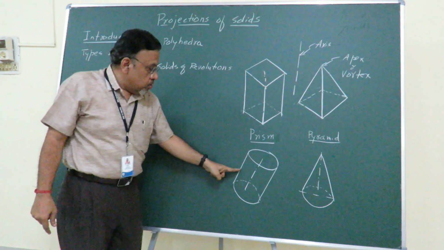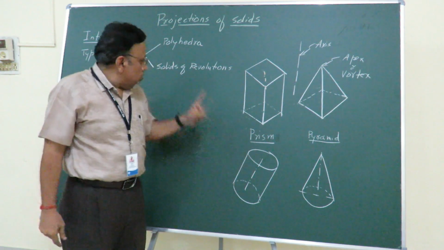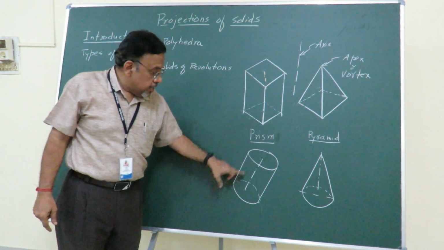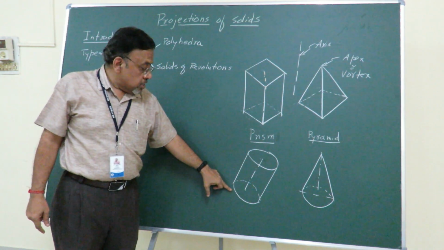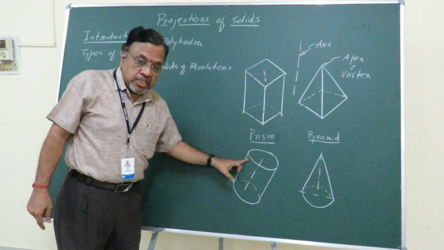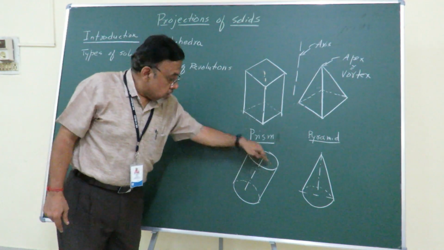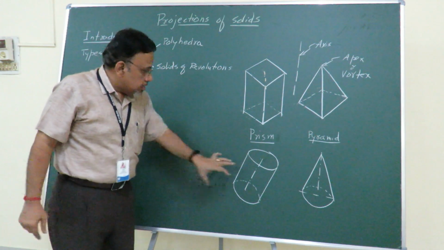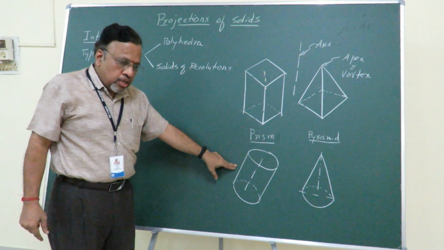As you can see here, a cylinder is a solid of revolution wherein it has two bases, and in this particular case these two bases are circular, and these two circular bases are bounded by a curved surface. That's the reason we consider them as solids of revolution.